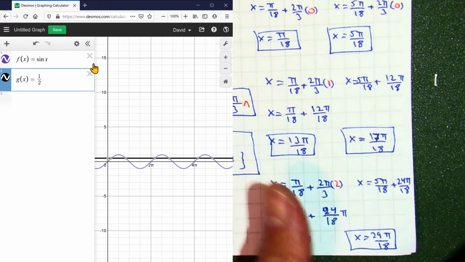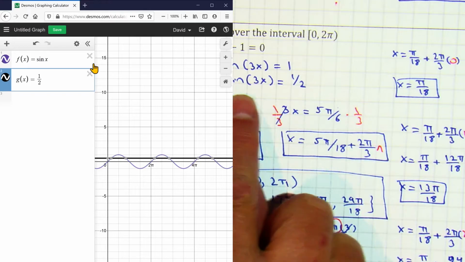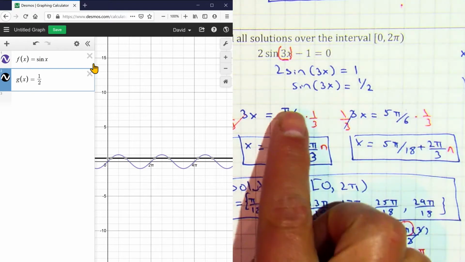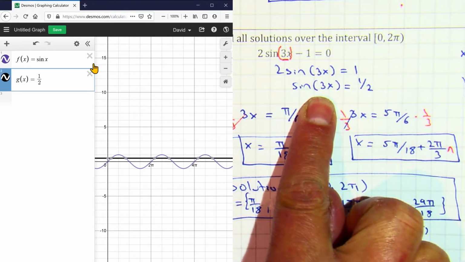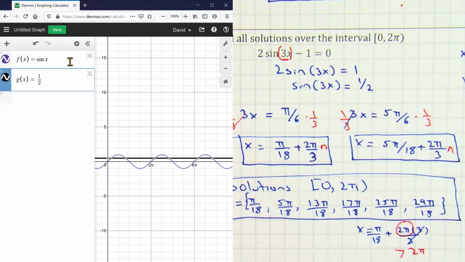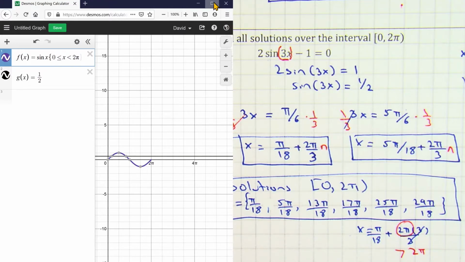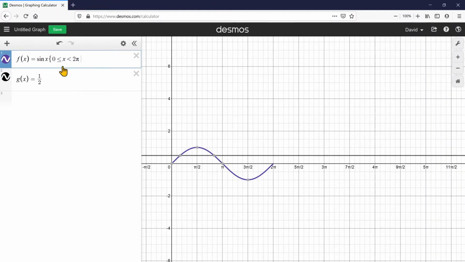So I'm just going to use this part of the equation, correct? And we want the solution from 0 to 2 pi. So it'll be 0 less than or equal to x less than 2 pi. So notice that if it was only the sine of x, we will only have two solutions, correct?